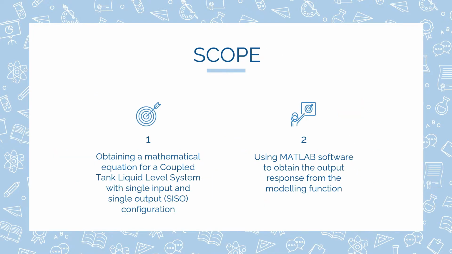Scope. The scope of this project is to obtain the mathematical equation for a coupled tank liquid level system with single input, single output or seesaw configuration by using system identification. Next is to obtain the output response from the modeling function by using MATLAB software.